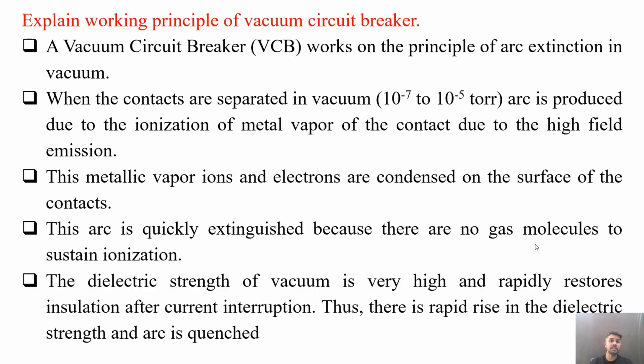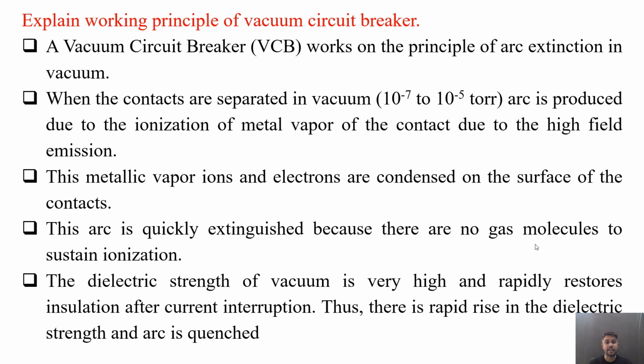Explain working principle of vacuum circuit breaker. So a vacuum circuit breaker, that is VCB, works on the principle of arc extinction in vacuum. So when the contacts are separated in vacuum, that is at the 10⁻⁷ to 10⁻⁵ torr pressure, arc is produced due to the ionization of the metal vapor of the contacts due to the high field emission.